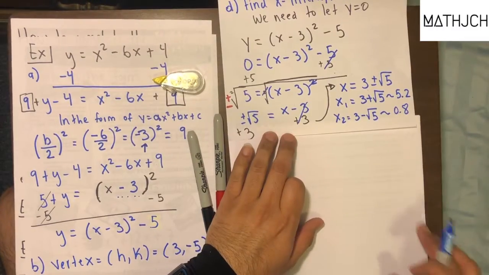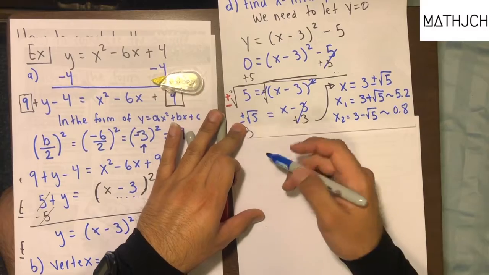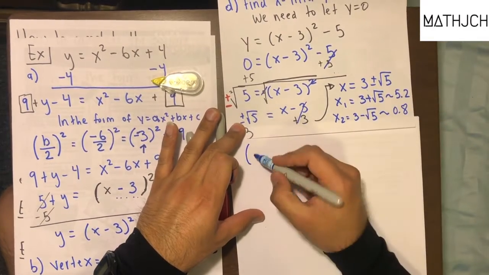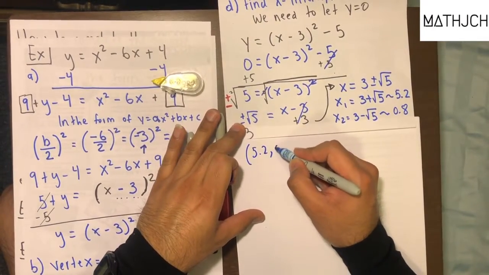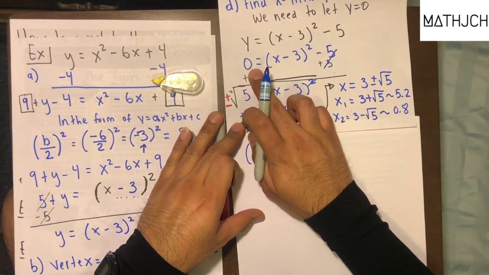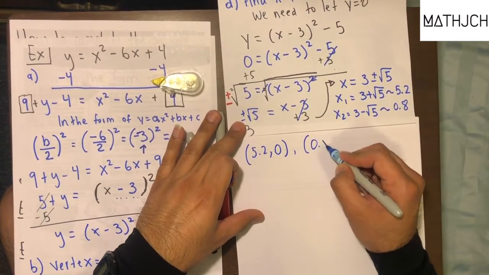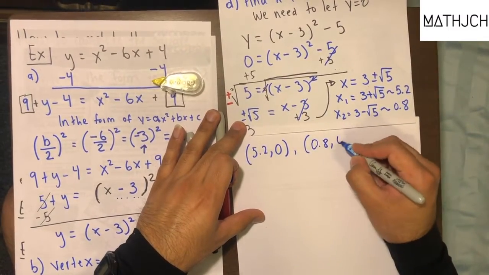So that means that our two x-intercepts are going to be (5.2, 0), because remember we let y equal 0, and the other point is 0.8 for x and 0 for y again.